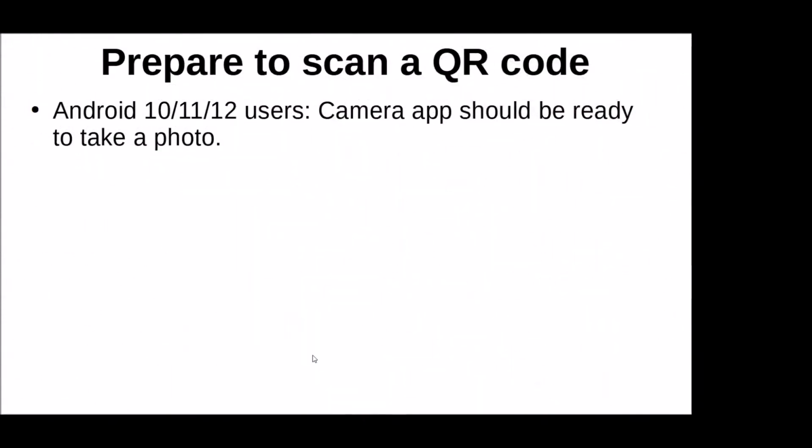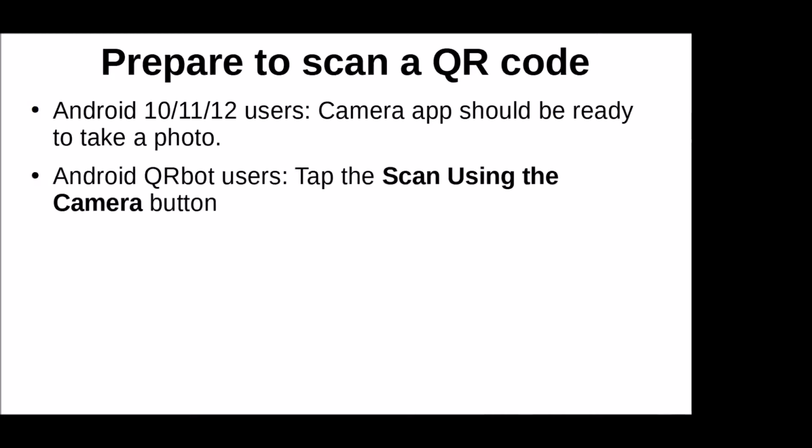Okay, so we've covered all four cases: recent Android users, older Android users, recent Apple users, and older Apple users. So in two cases, we're using the camera, and in two cases, we're using the QRBot app. So for recent Android users, the camera app should be ready to take a photo. If it's not, or if you shut it down for some reason, restart it. Android QRBot users, tap the scan using the camera button now.